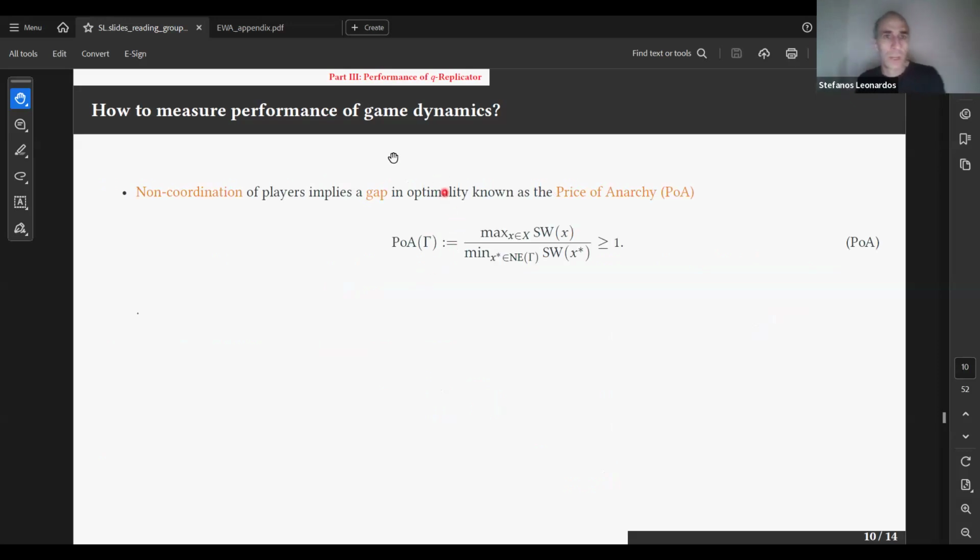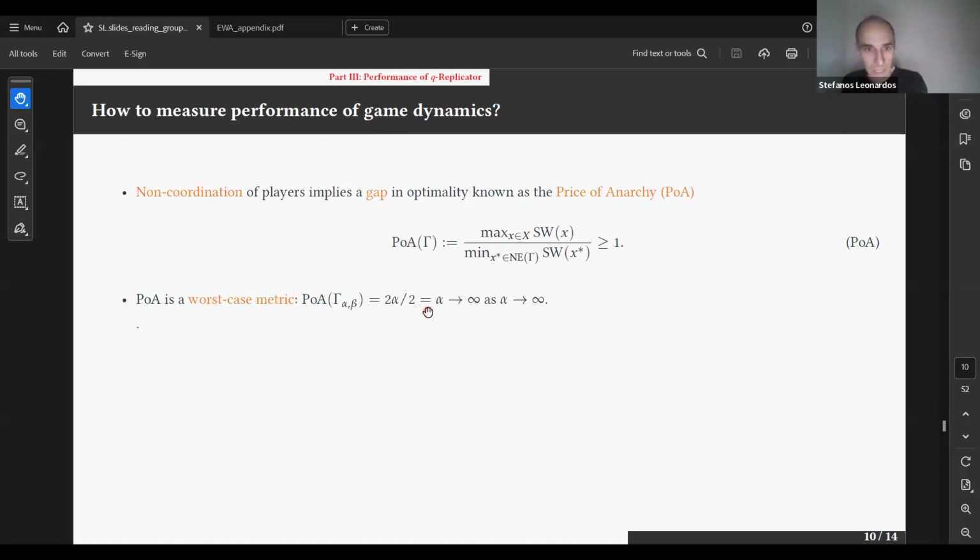Right, so how to measure performance? Non-coordination of pairs implies sometimes a gap in optimality, known as the price of anarchy. So that's a very common measure of performance in games. And the price of anarchy simply says, take the maximum social welfare and divide it by the minimum social welfare at a Nash equilibrium. This is larger or equal than 1, right, by definition. And the price of anarchy is a worst case metric.